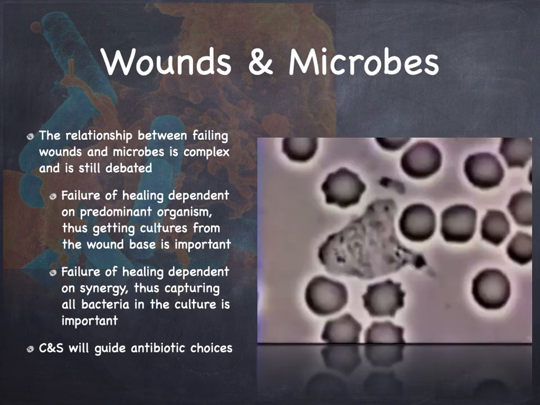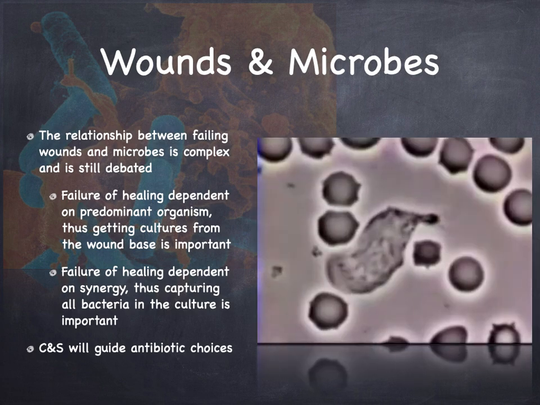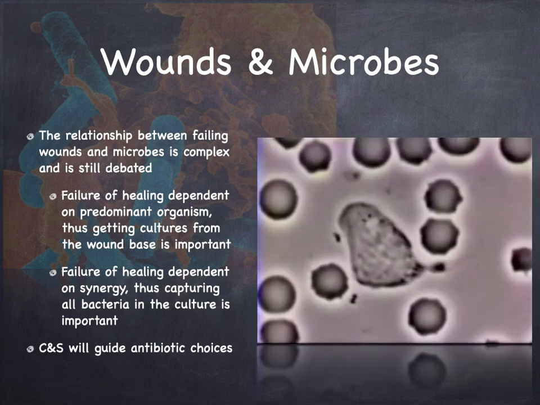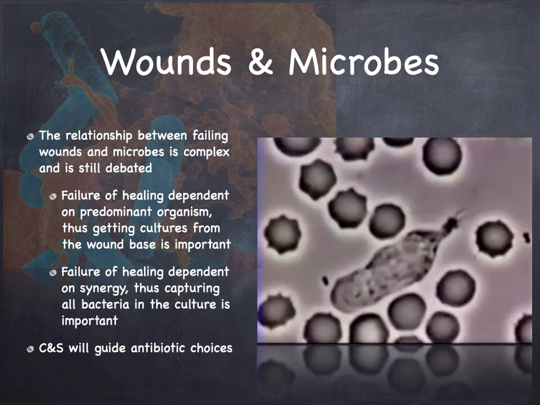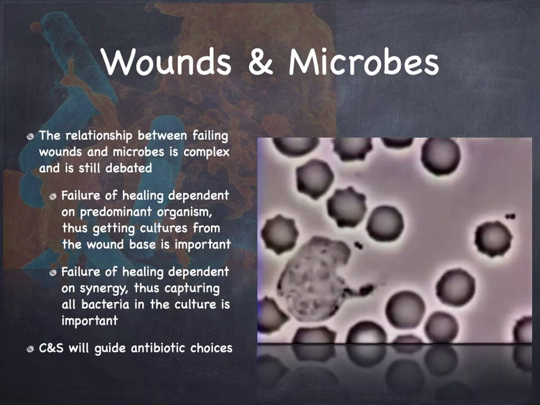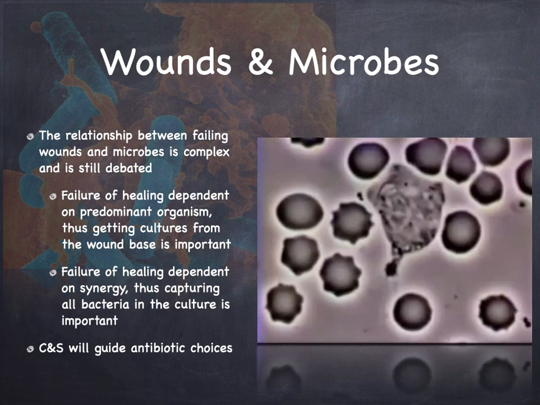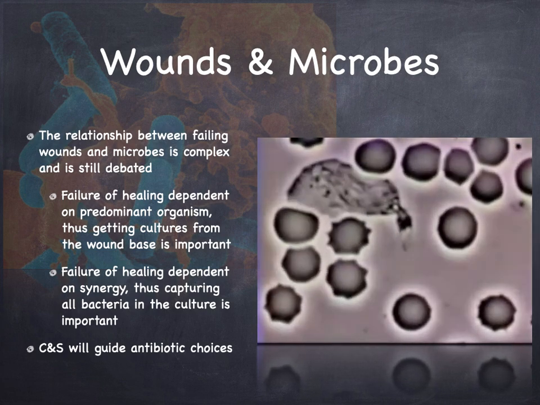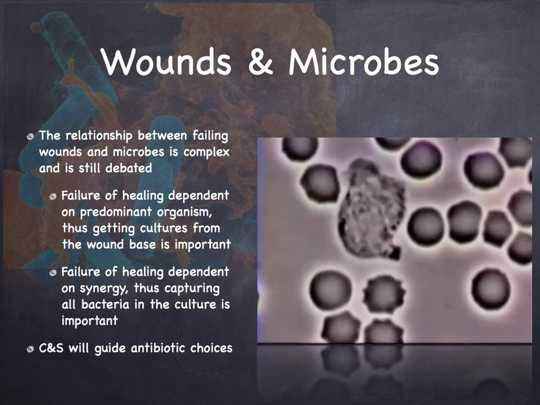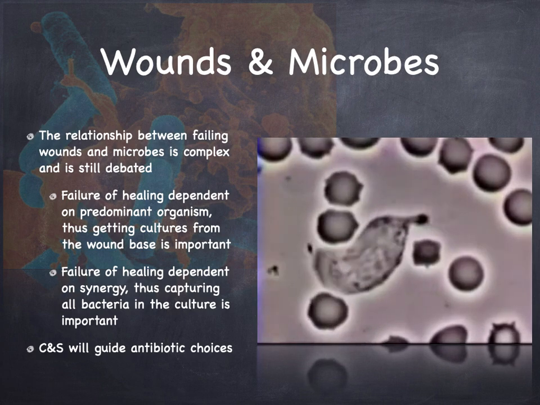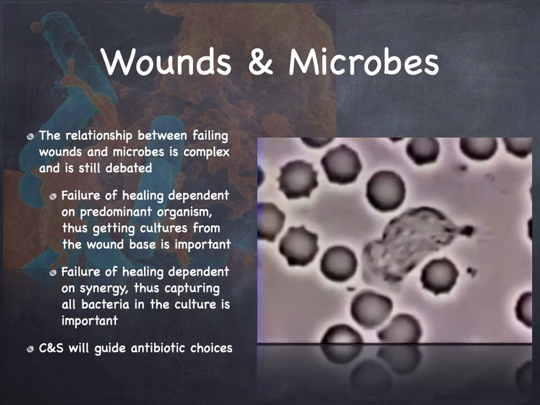The other school of thought is that the failure is dependent on a synergy of various bacteria. Therefore, capturing a more superficial culture is important to be able to capture all the various bacteria that are colonizing or infecting the wound. The truth is, it probably lies somewhere in between, but we tend to start with trying to capture the culture after the debridement. And then if there's any other bacteria that grows on that culture, to try to treat all of those. And as many of you know, the culture and sensitivity will guide the antibiotic choices.